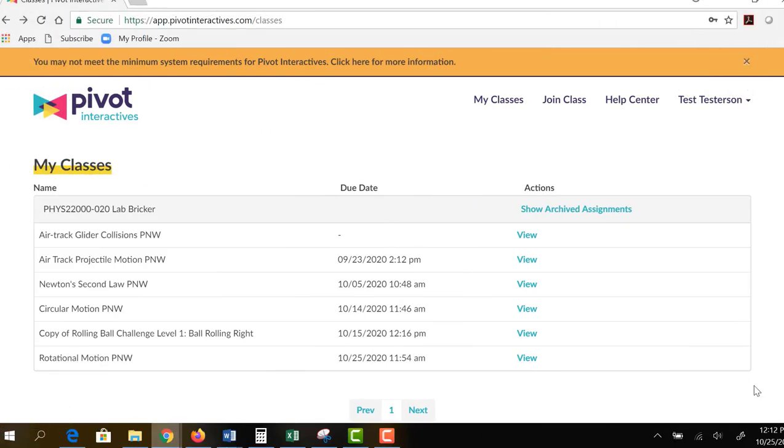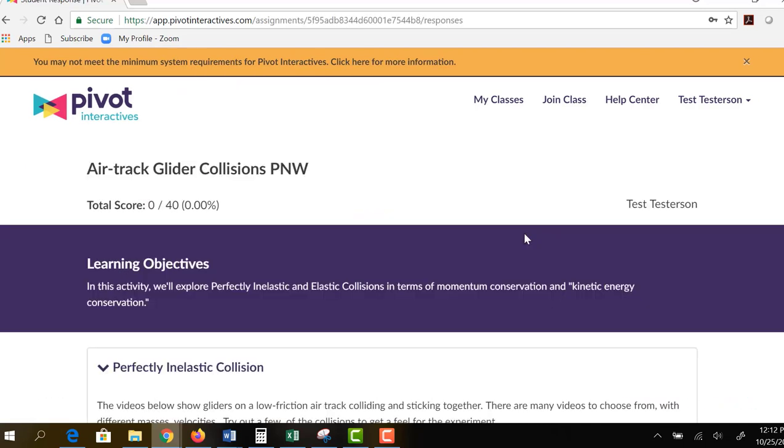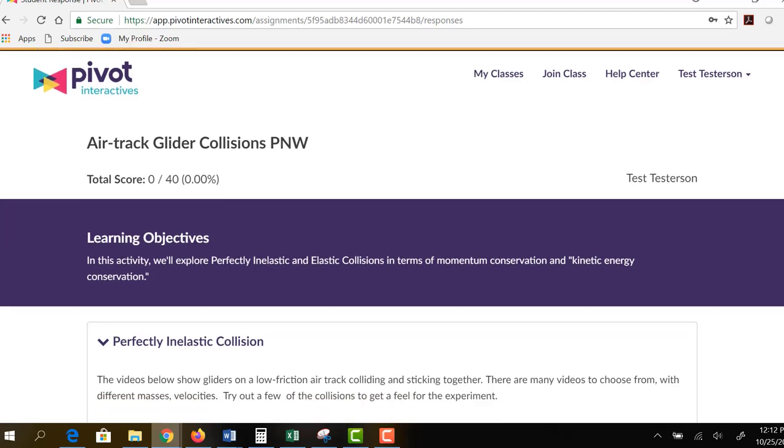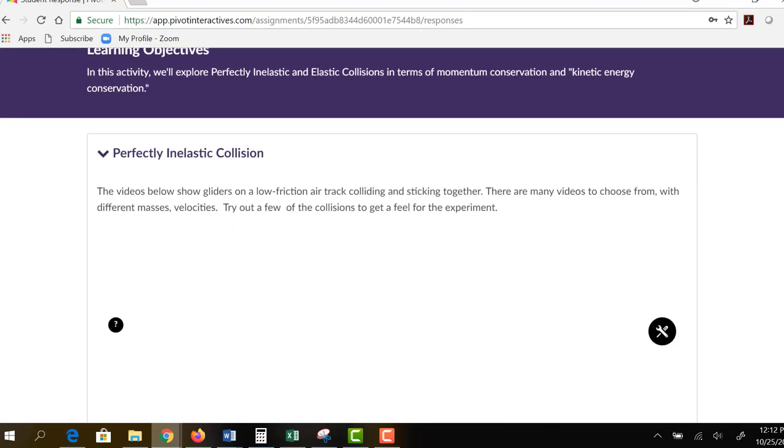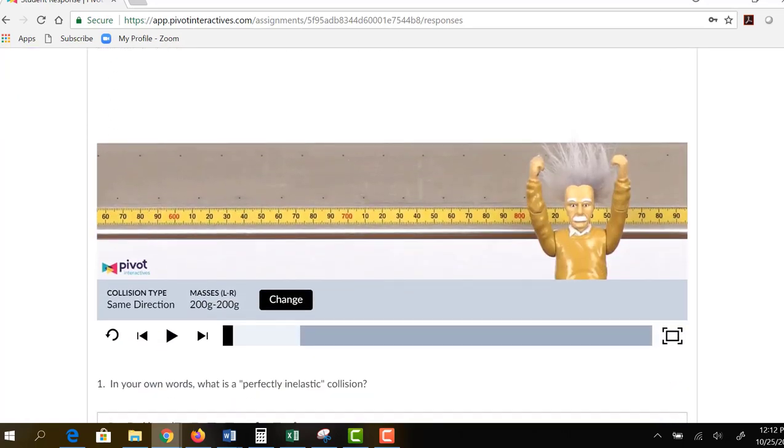Okay, so I've logged into Pivot Interactives. We're going to be doing air track collisions PNW. So let me take a look at this. So the first part is perfectly inelastic collisions. You know what that means by now. So the video shows gliders on low friction air track colliding and sticking together. There are many videos to choose from, many different masses and velocities. Try out a few to get a feel for the experiment.